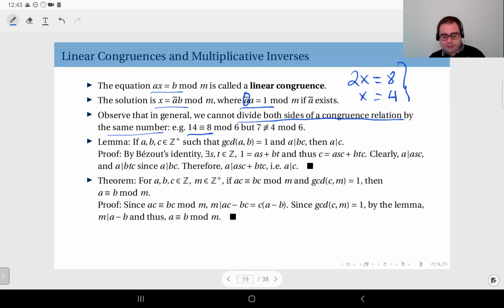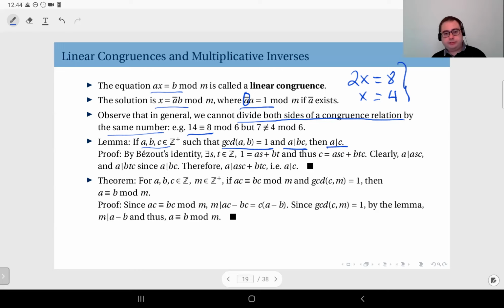First, let's look at this lemma. If a, b, c are positive integers such that a and b are co-prime, you see, GCD of a and b is 1, means they are co-prime, then if a divides the product of b and c, then a must divide c. Now this looks like a trivial result. Obviously, if a and b are relatively prime, which means a doesn't divide b, but a divides b times c, then a must divide c, right?